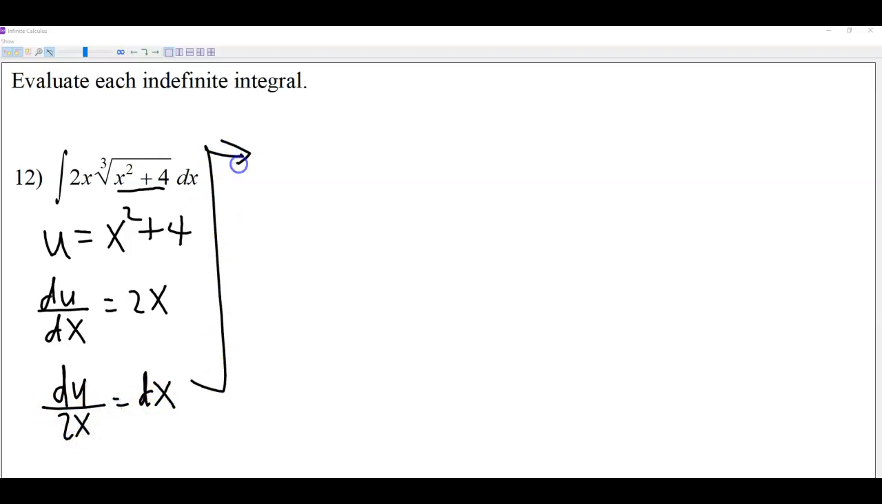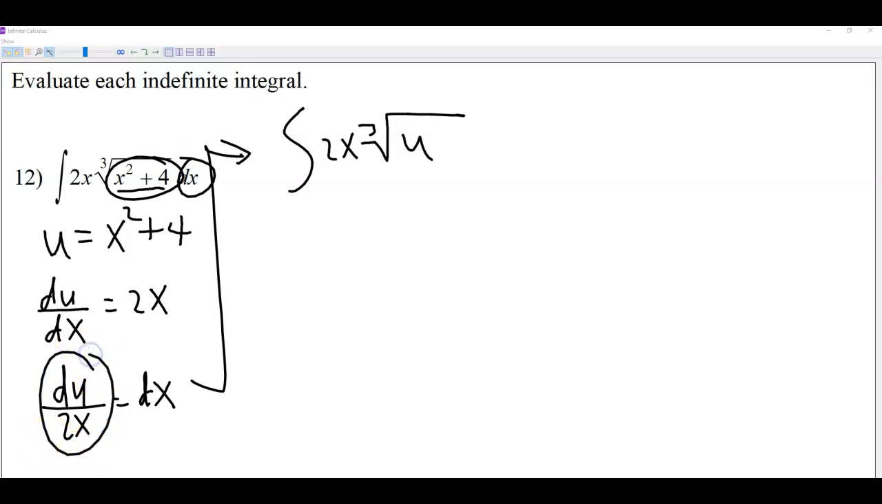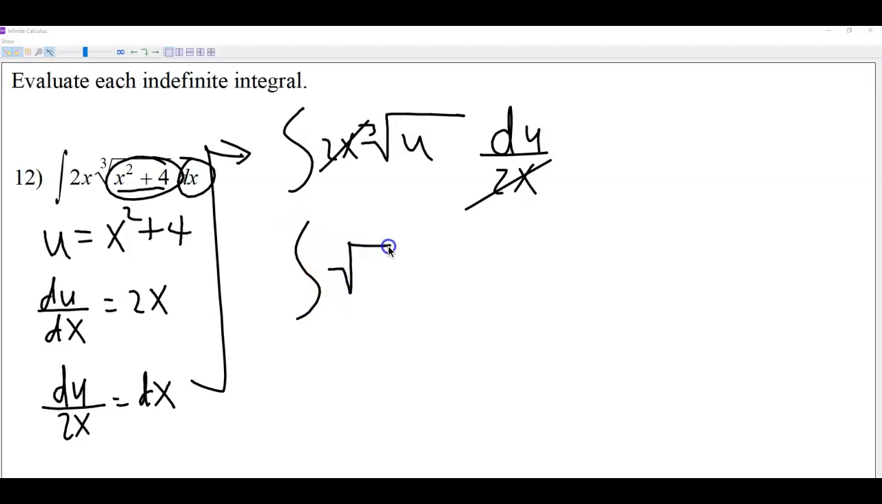Next step, replace this with a u. Replace this with what it equals, which is that. Cancel anything out that you can. And at that point, you should only have u's.